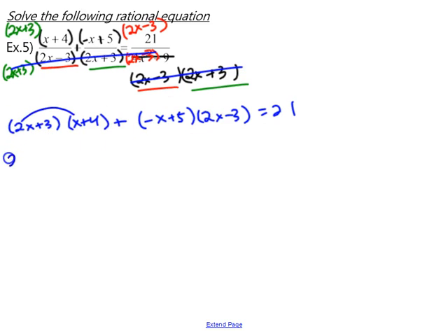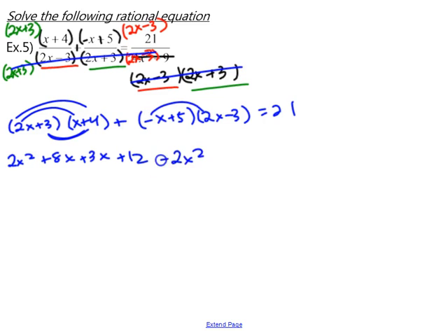So we have 2x squared plus 8x plus 3x plus 12. And then we have a negative 2x squared plus 3x plus 10x minus 15 equal to 21.